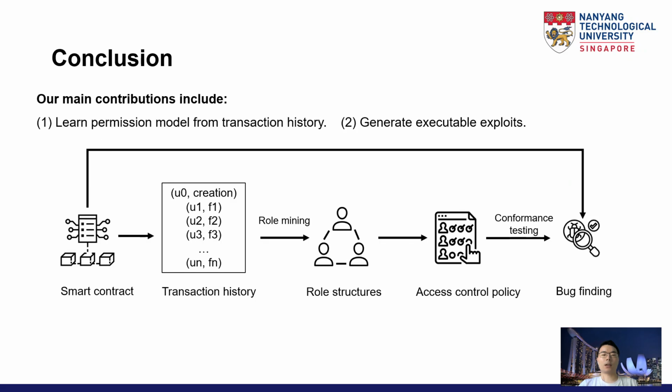Let's conclude this talk. We propose an approach to find smart contract permission bugs with role mining. We learn permission models from transaction history and generate executable exploits for the permission bugs.